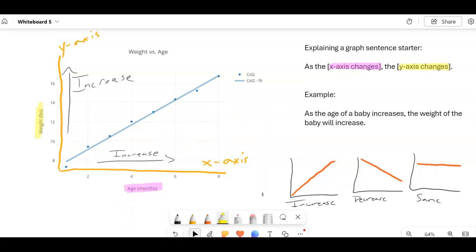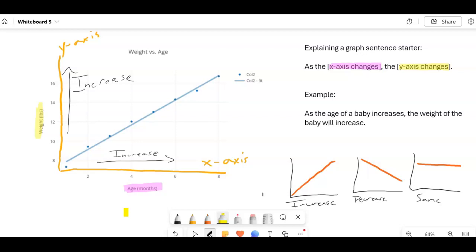Now if you're sitting there saying, Mr. Harris, duh, yeah, I'm using an example that is pretty simple, that we know, okay? The baby gets older, the weight will increase. That's what we do every time. Look at what we have on the x, look at what we have on the y, and then think about what is happening with our line, with our data. And then we can have a simple explanation.